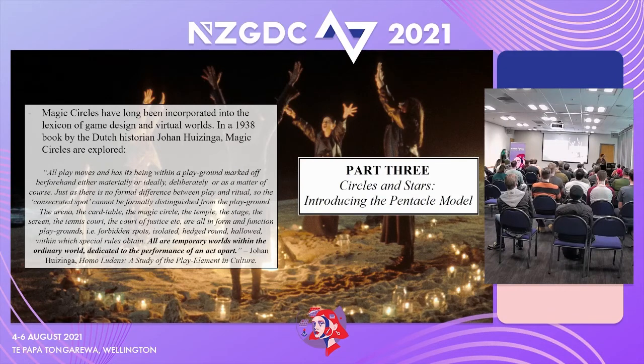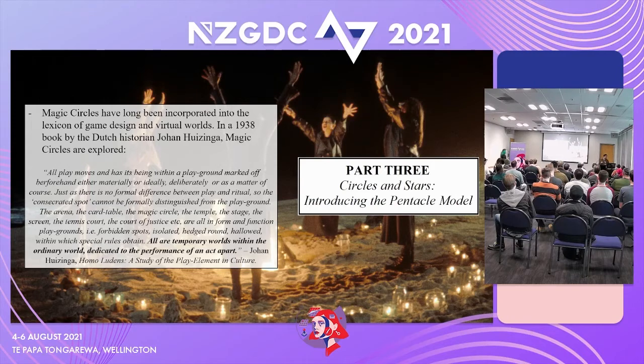So magic circles have long been incorporated into the lexicon of game design as well, and virtual worlds. In 1938, in a book by the Dutch historian Johan Huizinga, magic circles are explored. He says all play moves and has its being within a playground marked off beforehand, either materially or ideally, deliberately or as a matter of course.